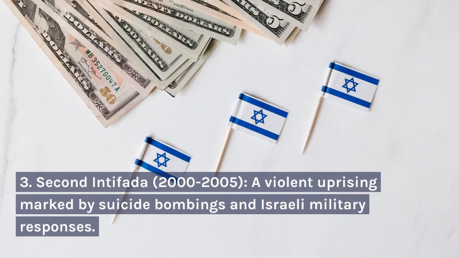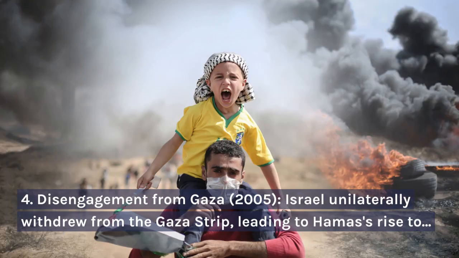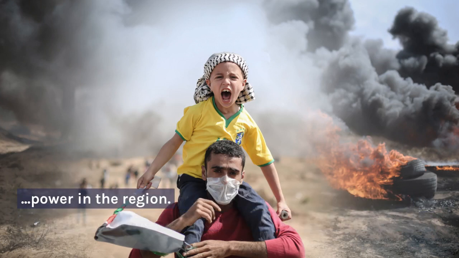3. Second Intifada, 2000 to 2005. A violent uprising marked by suicide bombings and Israeli military responses. 4. Disengagement from Gaza, 2005. Israel unilaterally withdrew from the Gaza Strip, leading to Hamas's rise to power in the region.